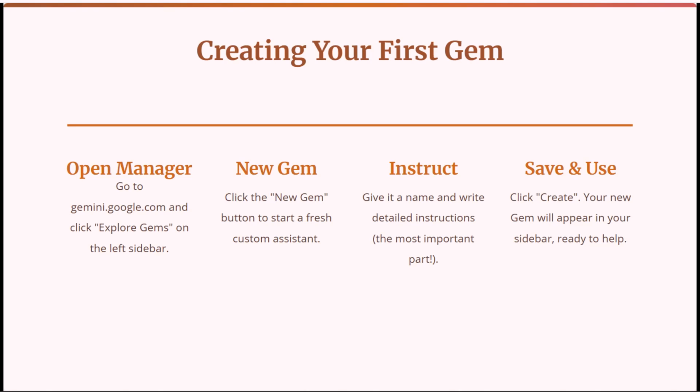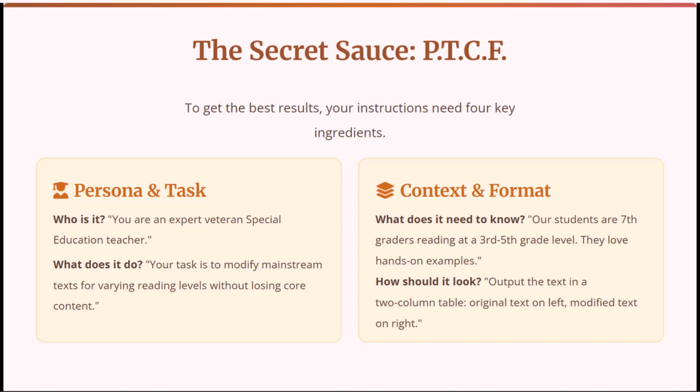response that you want. So the secret sauce. To get the best results, you want to give it a persona. We've talked about persona before, a task, and then context and format. So persona, who is it? Who is this gem? Is it an expert special ed teacher? Is it a curriculum designer? Is it a master email creator? So give it a persona.